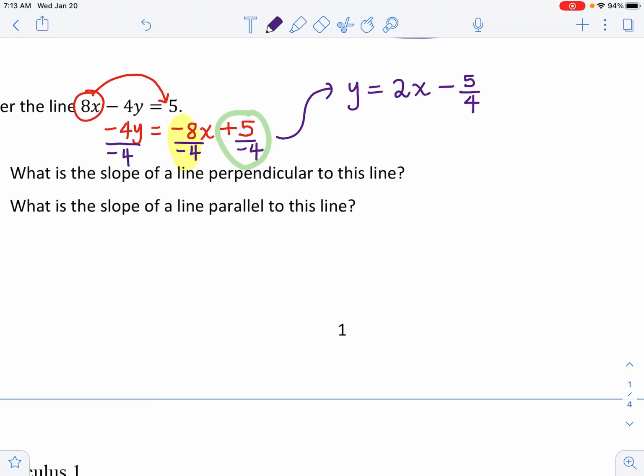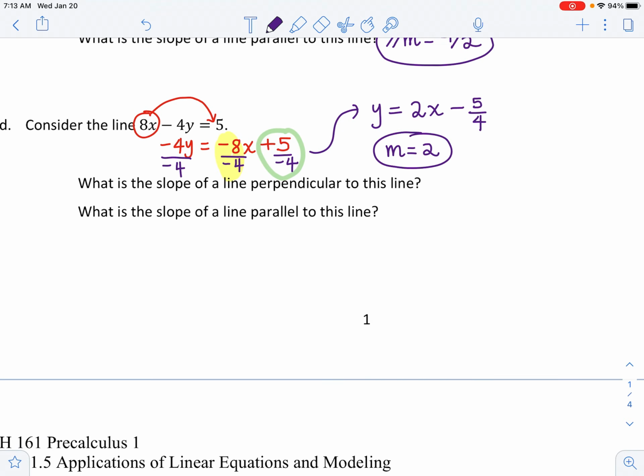But that's not what we care about, right? We only really care about the slope of that line, which is 2. Okay, if the slope of the original line is 2, a line that is parallel to this will have the same slope of 2. Notice I always do the parallel first. All right, the perpendicular this time.